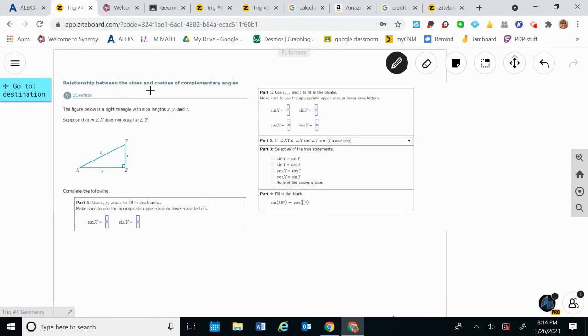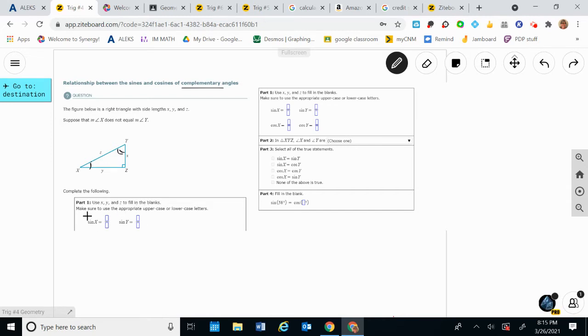Relationship between sines and cosines of complementary angles. Remember, complementary means the angles add up to 90. These are the two complementary angles, X and Y, and they add up to 90 degrees. For the first part, use X, Y, and Z to fill in the blanks. Opposite of X is little x, and opposite of Y is little y. I just want to make sure you recognize that.